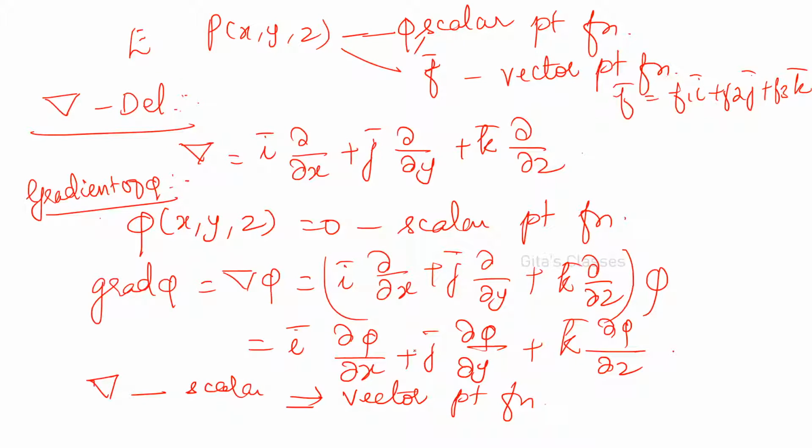I into dou phi by dou x plus j into dou phi by dou y plus k into dou phi by dou z. Please remember these things. When del is applied to a scalar point function, then the resultant will be a vector point function. Okay. Then next is divergence.